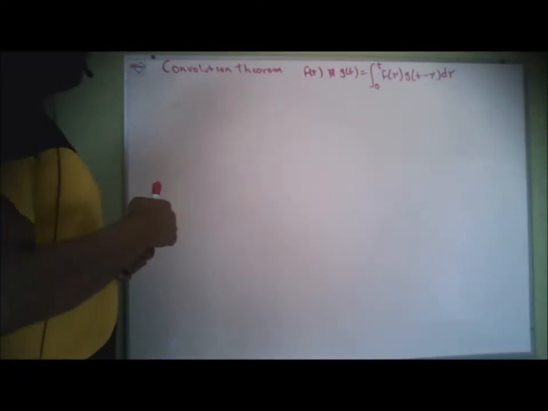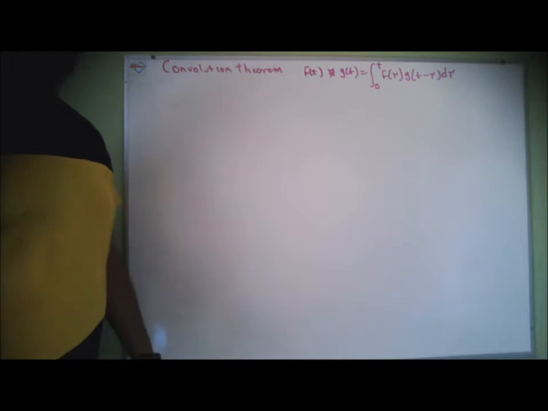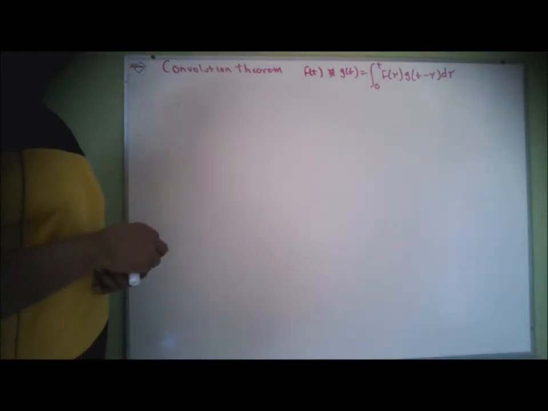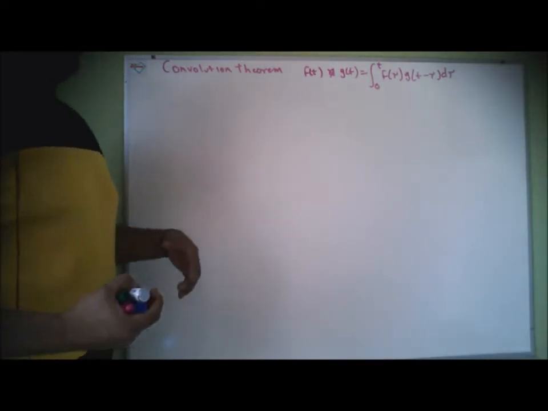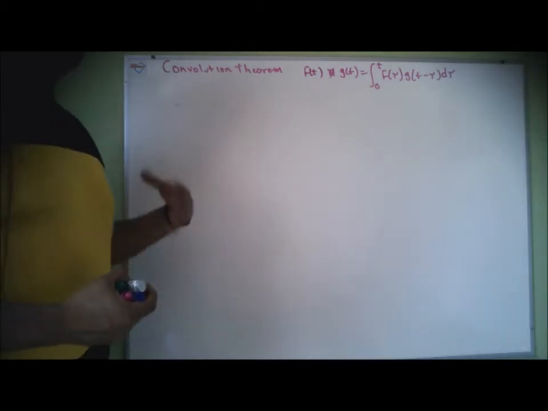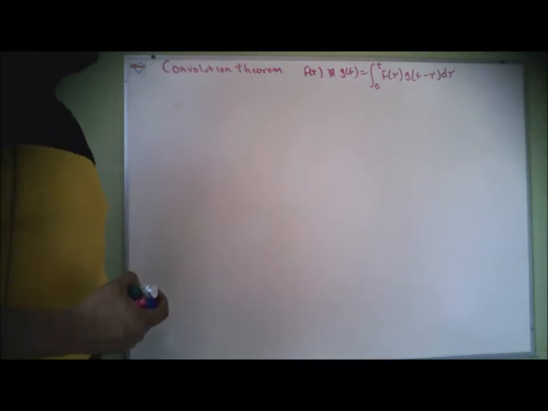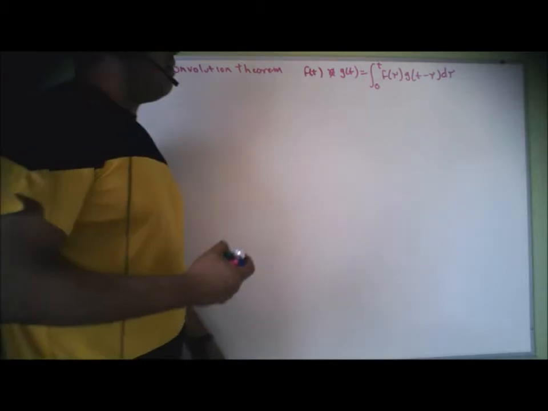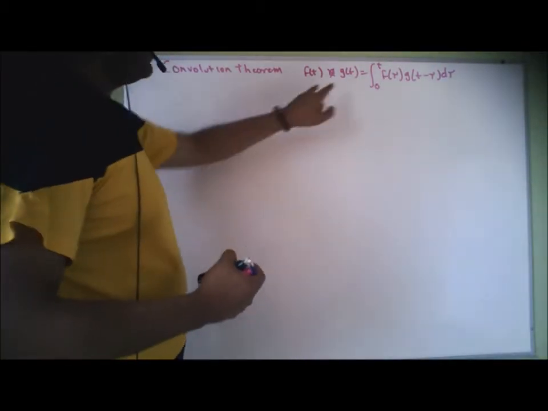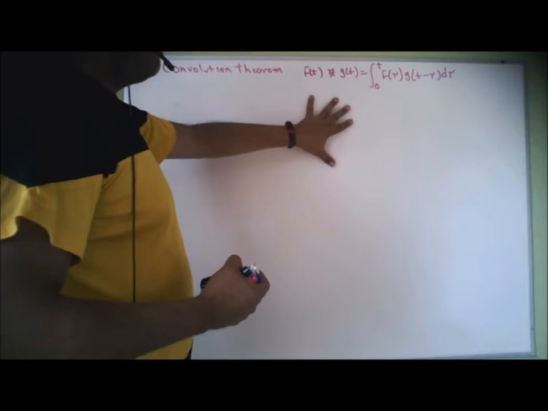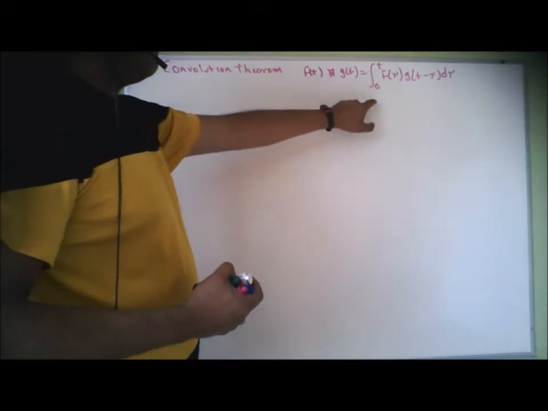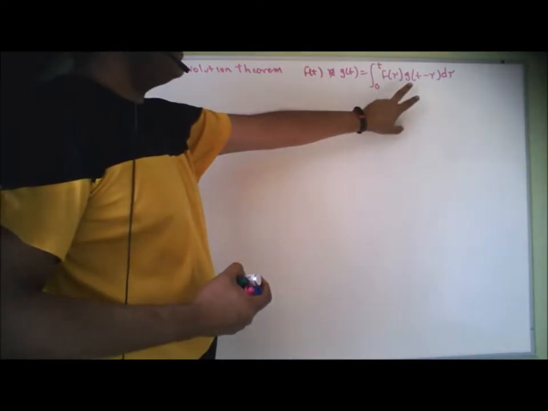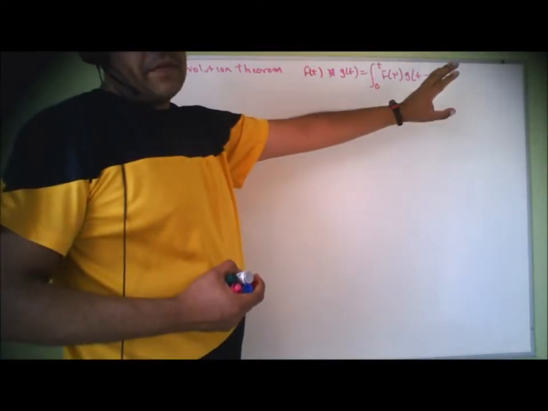Okay, engineers, on this video we are going to see the convolution theorem. What we are going to see is, I have to say, a very ugly and nasty operation. Convolution is actually an operation, just like multiplication, addition, or division. The symbol of the operation is like this, and the definition of convolution is: f of t convolution with g of t is equal to the integral from 0 to t of f of tau times g of t minus tau, and that's it.